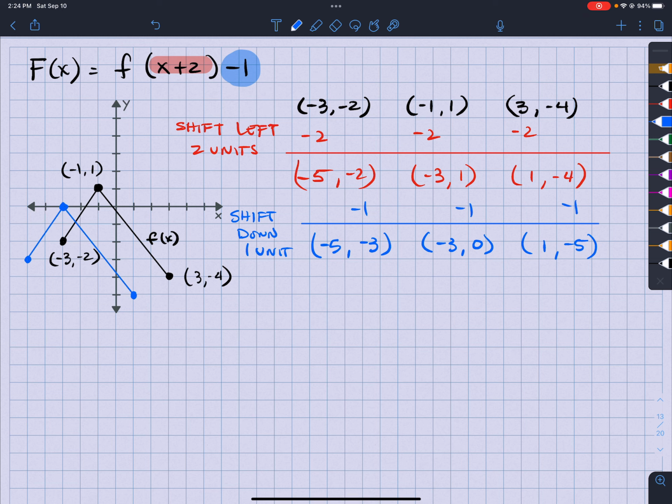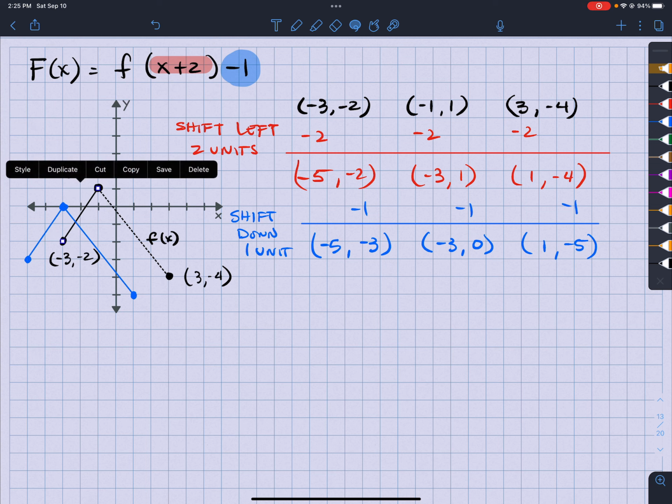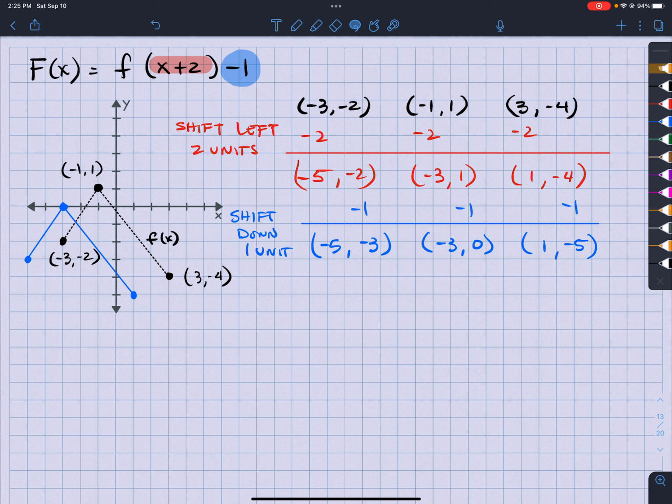All right, so what I'm actually going to do is take this right here and make it dotted, because that is in the past. And the actual is the blue. So that's what happened. If I took this point right here, look at what happened. I shift left 2 and I shift down 1. Boom, right there. Shift left 2, down 1. Boom, right there. Shift left 2, down 1. Boom, right there.